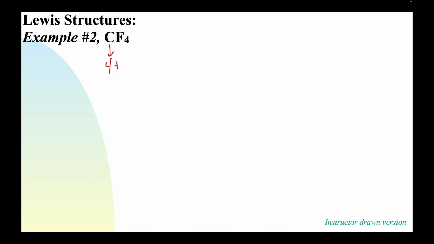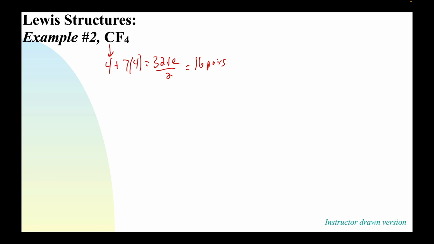Now, fluorine is in group 7. It's right on the edge there next to the noble gases. So each fluorine has 7 valence electrons, and there are 4 of them. So total valence electrons here, 4 plus 28, that would be 32 valence electrons, VEs. I'm going to divide this by 2. That means there are 16 pairs of electrons to place around this molecule. So a few more electrons than we had in the last example.